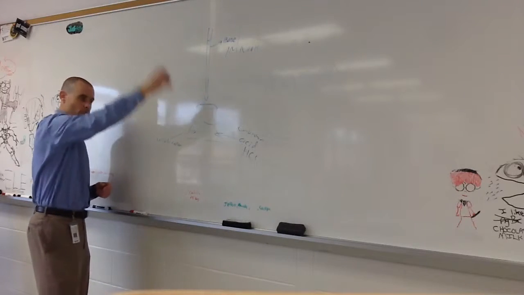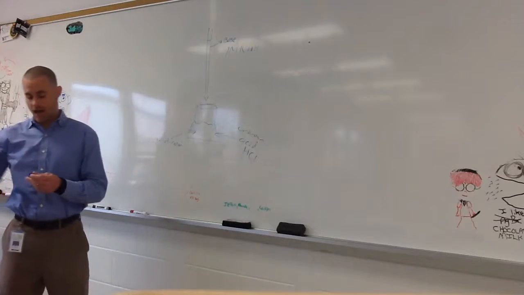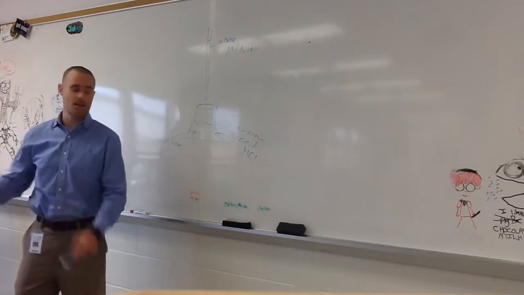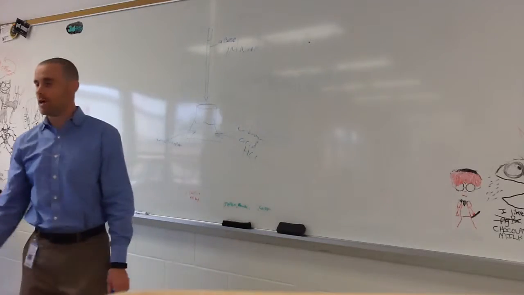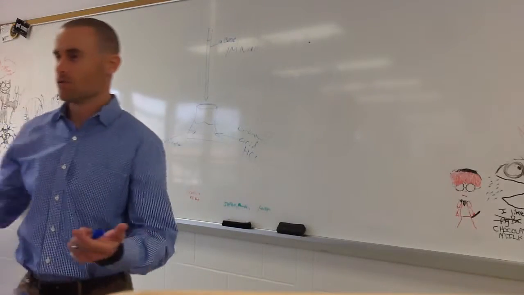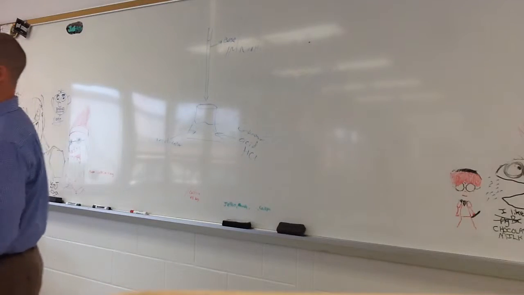You got to put the indicator in here. Otherwise, as you drip base, and in lab, almost every year, there's a group that does it. They forget to put the indicator, and they literally go through the entire burette of base. It never turns color, and they're like, what's going on? How come ours isn't turning color? You got to put the indicator in.